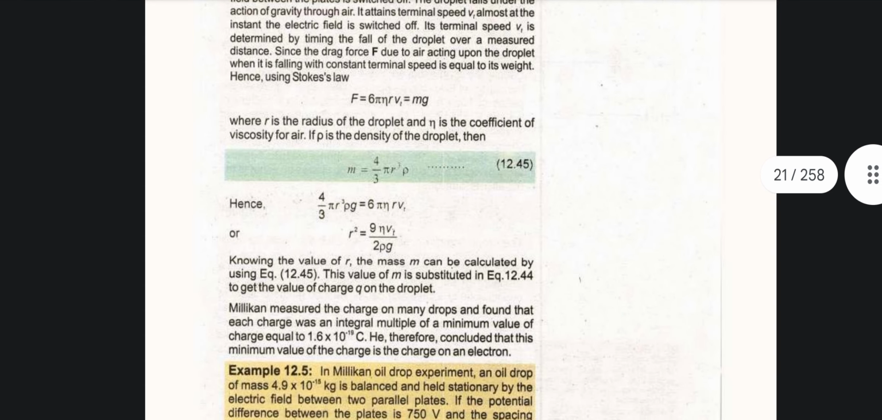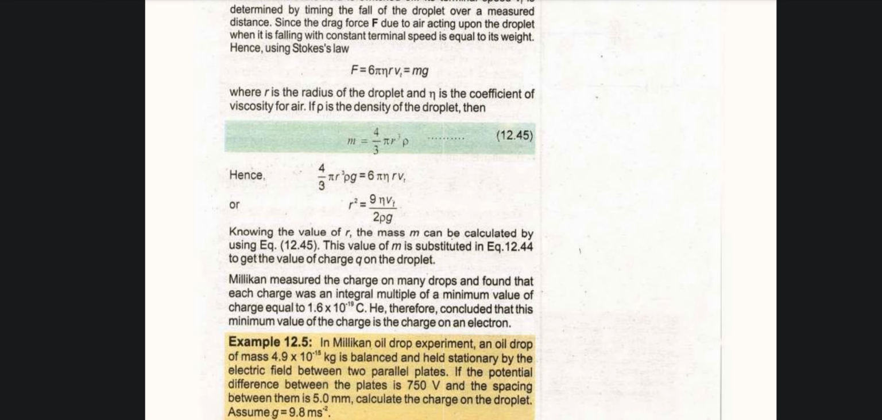Hence, using Stokes' law, F equals 6 pi eta r Vt, which equals mg, where r is the radius of the droplet and eta is the coefficient of viscosity of air. If rho is the density of the droplet, then m equals 4 upon 3 pi r cubed rho, so 4 upon 3 pi r cubed rho g equals 6 pi eta r Vt, and r squared equals 9 eta Vt upon 2 rho g. Knowing the value of r, the mass m can be calculated by using equation 12.5. The value of m is substituted in equation 12.44 to get the value of charge q on the droplet.